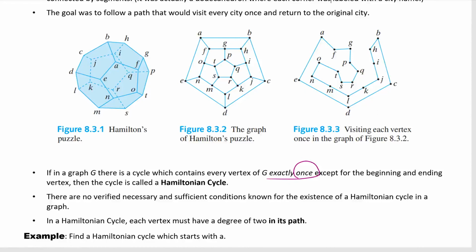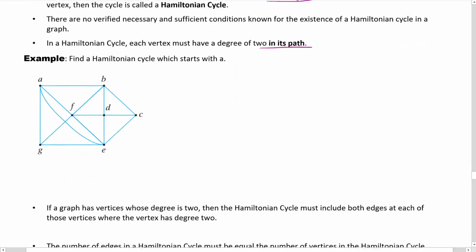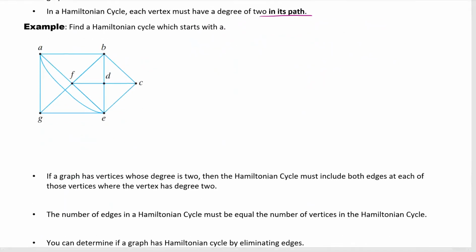In a Hamiltonian cycle, each vertex must have degree 2 in its path. We're not saying the vertex has degree 2 in the graph, but in the path it must have degree 2. For example, in the picture, N has degree 3, but you can see in the Hamiltonian cycle path, it has degree 2. There are only 2 edges incident to it. So far so good, everybody? All right, let's look at some examples.